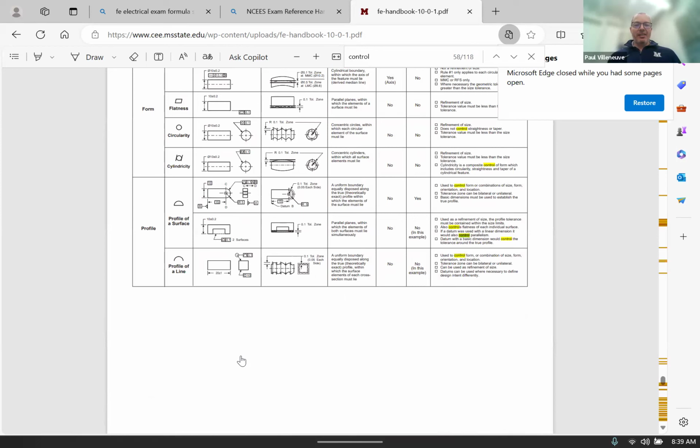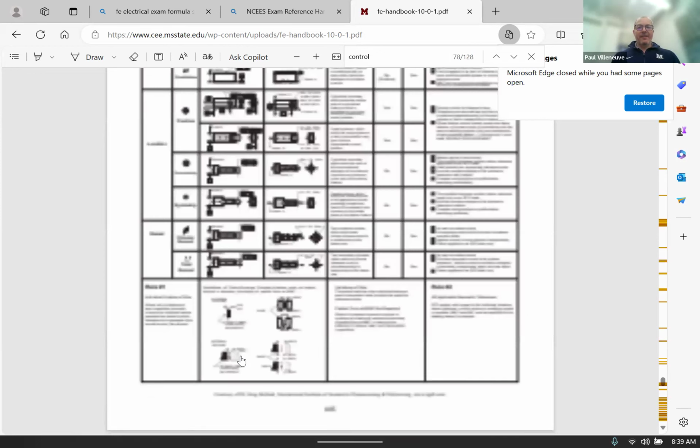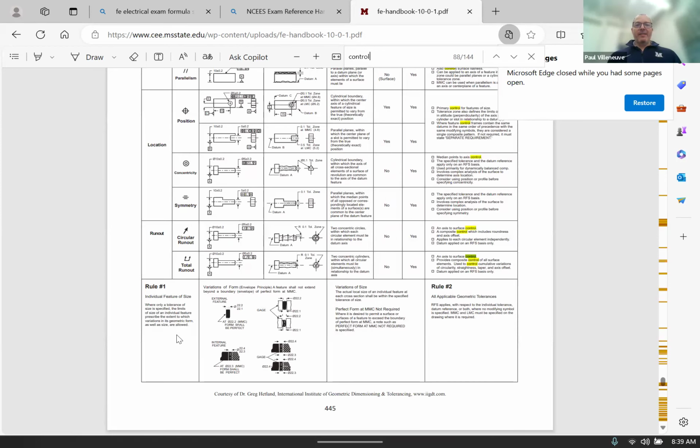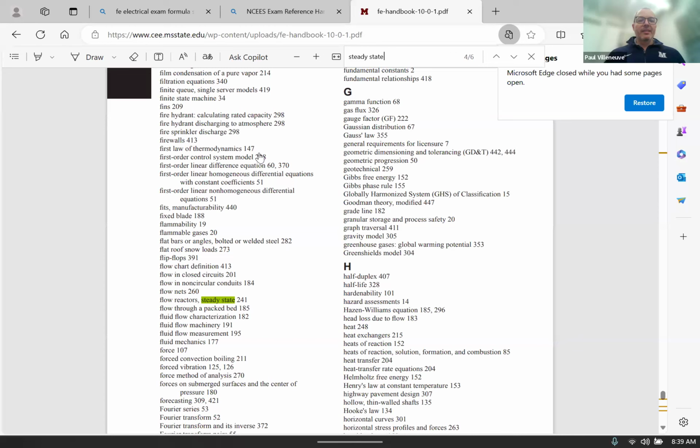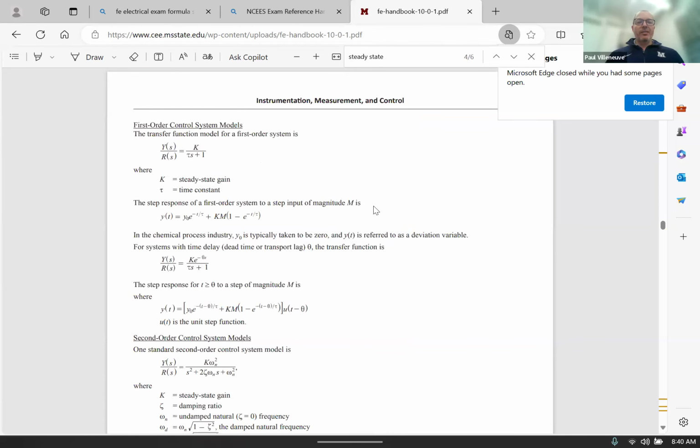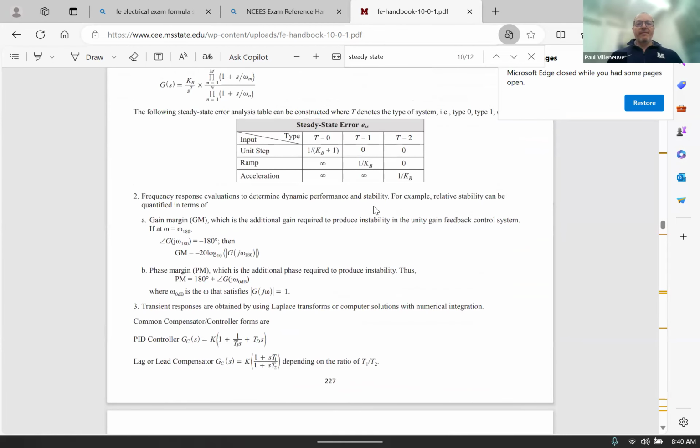Sorry, I should have had this one up. All right, let's try it this way. I don't know if I'll be able to find it this way. First order control system model. So let's try it this way. There you go.